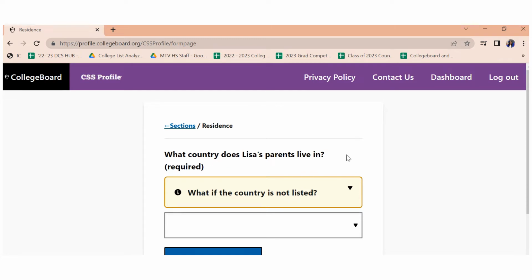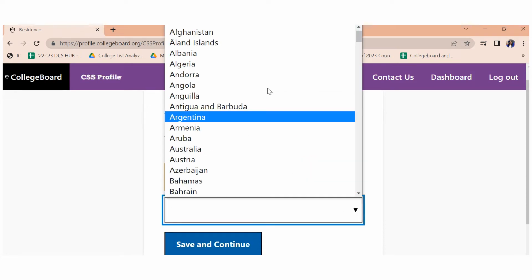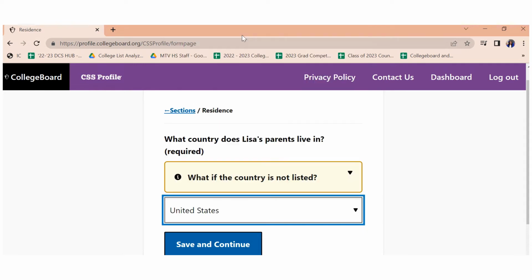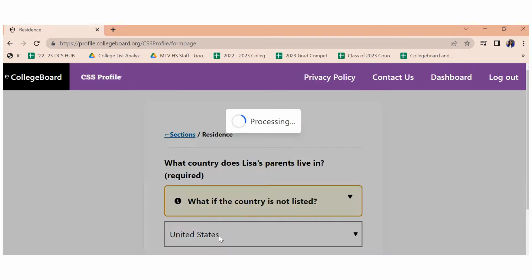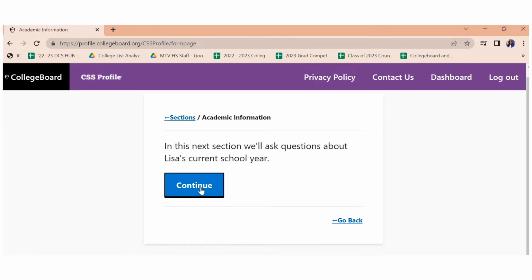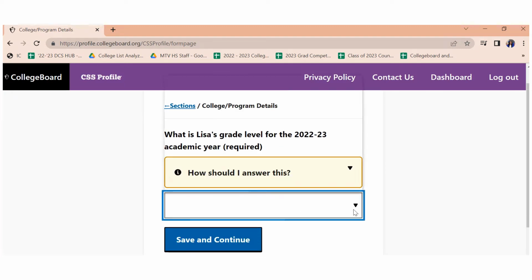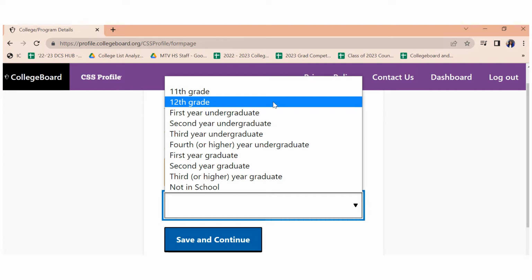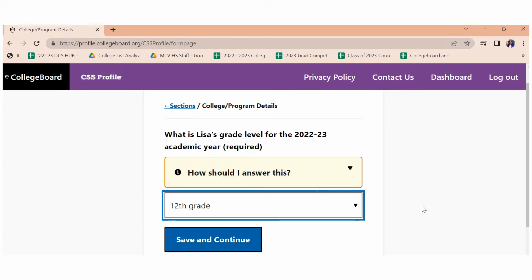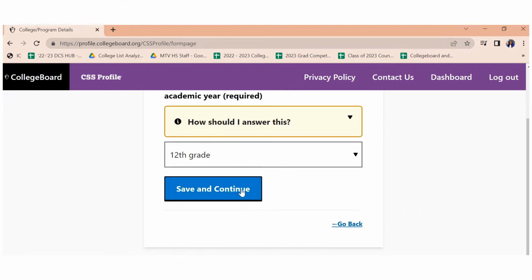What country does the student's parents live in? Again, we will mostly be saying the United States. And then you will enter some academic information for the student. We will say that your student is currently in 12th grade.